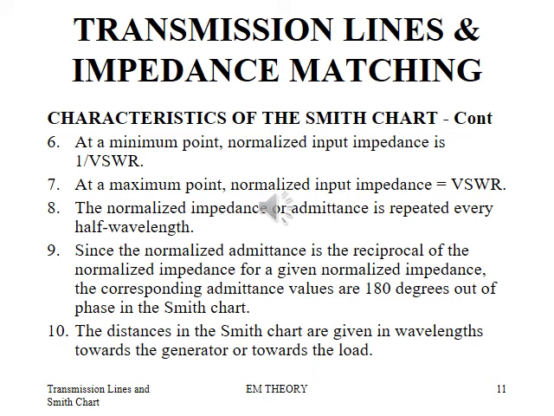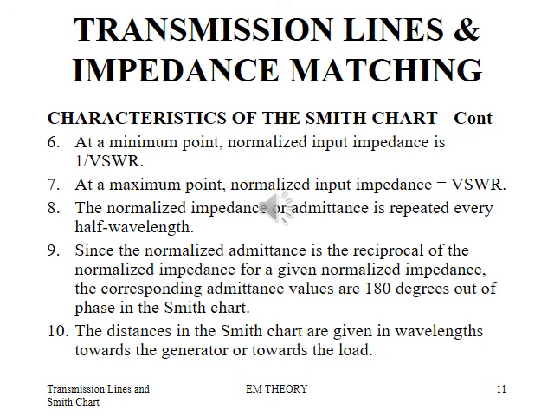Now, the normalized impedance or admittance is repeated every half wavelength. Remember, if you go around the Smith chart once at a constant standing wave ratio circle, then that is equal to lambda over 2. And therefore, after that, the impedance starts repeating itself. Of course, the assumption is that you have a lossless line.